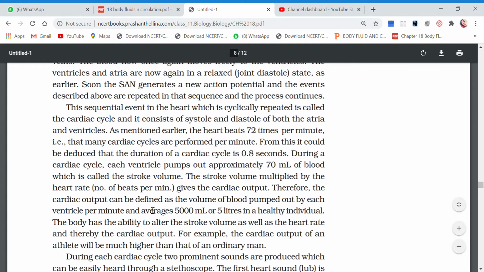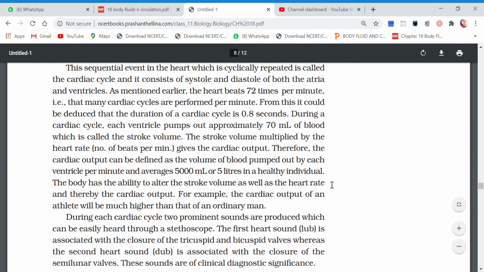Therefore, the cardiac output can be defined as the volume of blood pumped out by each ventricle per minute. And how much should it be in an average healthy person? 5000 ml, or 5 liters, in a healthy individual.